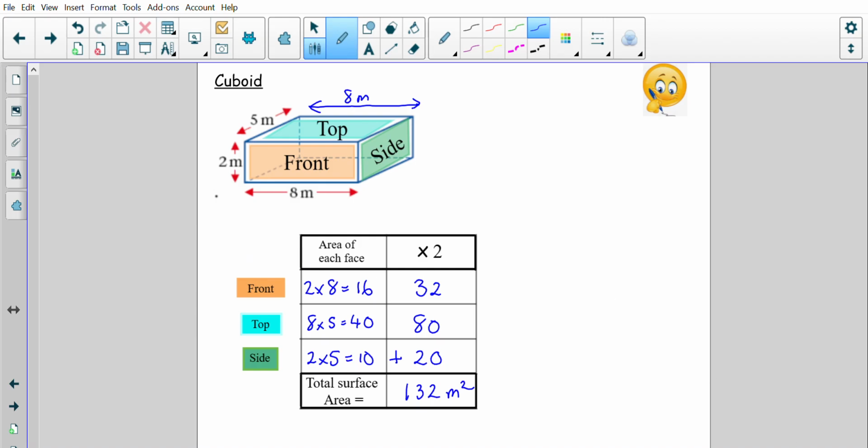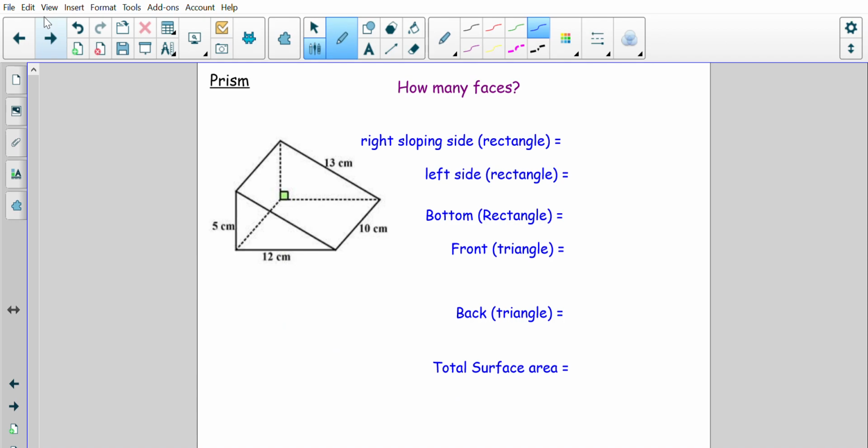Right, what I'm going to show you now is how to get the surface area of a prism. This one's a triangular prism, and we know that it's a prism because the front face is a triangle and the back face is a triangle of the same size. So if I took a slice through the middle of this prism, anywhere along its length of 10 centimetres, I would get the same size triangle, and that's what makes it a prism.